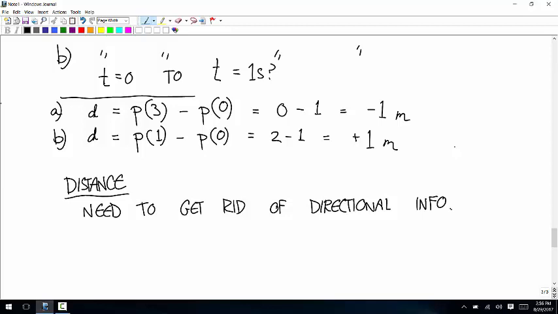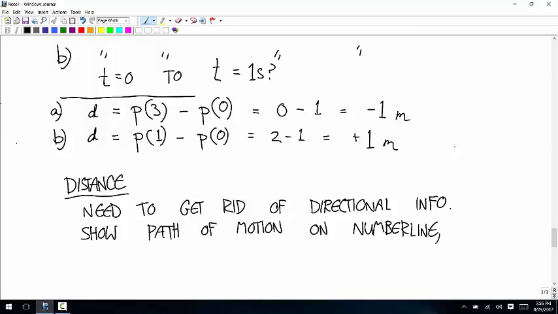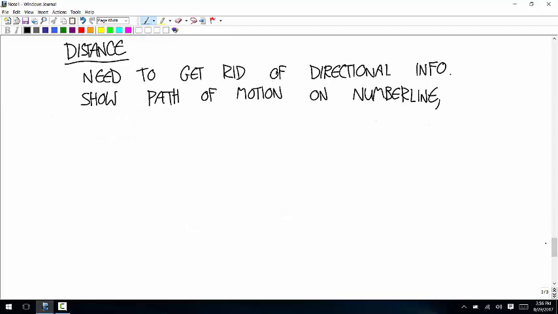I think the easiest way to do it is to show the path of the motion on a number line, and then break up the whole path into legs, sort of like legs of the journey, where the object's only moving in a single direction. And then finally just add up the lengths of the legs.